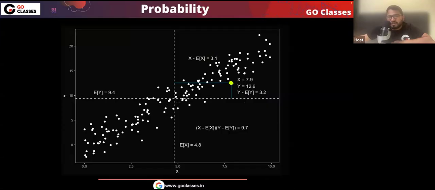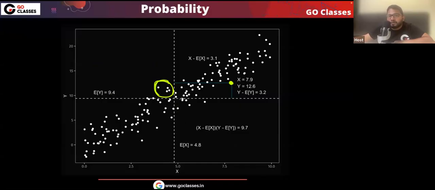So this is basically Ex, this is Ey. Let's take some x which are lower than Ex, maybe somewhere in this area. Then only a few points here are lower than their x average but above their y average. There are only a few points. Will it impact my covariance?